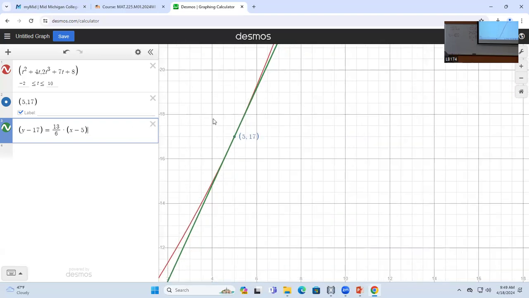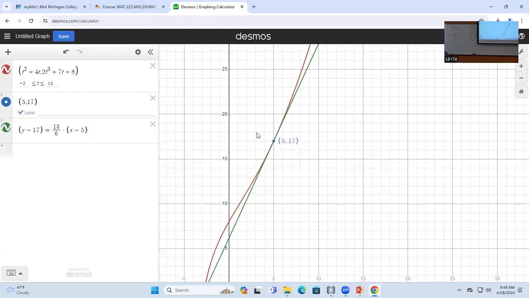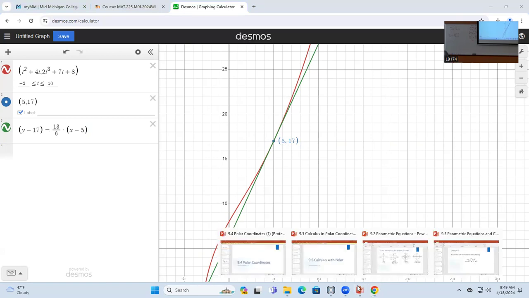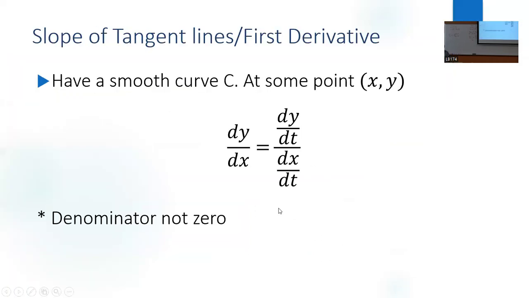Okay. So that's the idea. We can find those tangent lines. We can find slopes of tangent lines using the derivative, dy over dx. Just like that. All right.